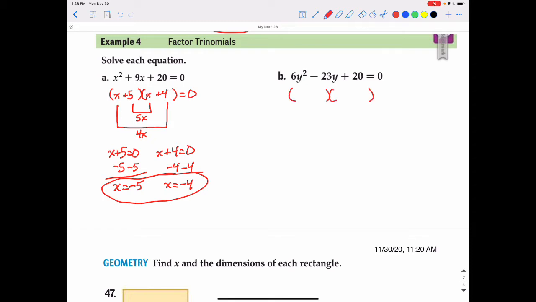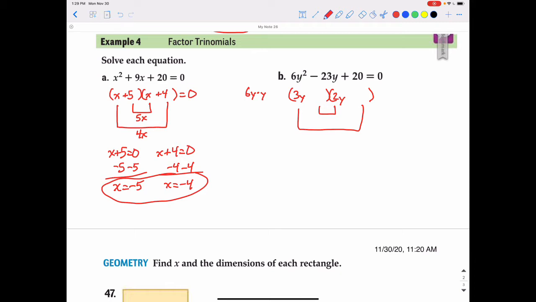So what are two terms that multiply together to be 6y squared? Let's try 3y and 2y. 3y times 2y equals 6y squared. There's also 6y and y, so if this doesn't work, I'm going to have to go back and check 6y times y. And then I need two numbers that multiply together to be 20, but my outsides and insides will add up to be negative 23.